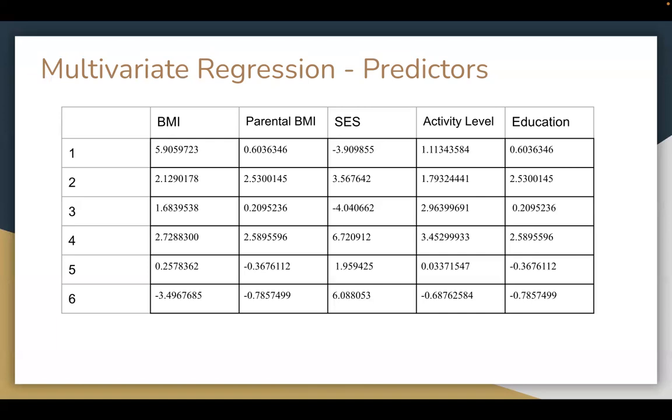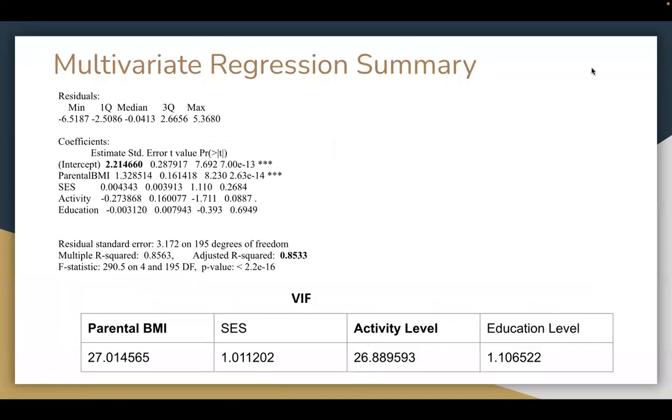So we do a multivariate regression. We've included more predictors, as you see here. I've included socioeconomic status, activity level, education, and these are just the first 6 data points that I gathered. But this is definitely not the entirety of it. I just wanted to give you an idea of what we're looking at. Okay, so we're going to look at the summary a little bit, like we did earlier.